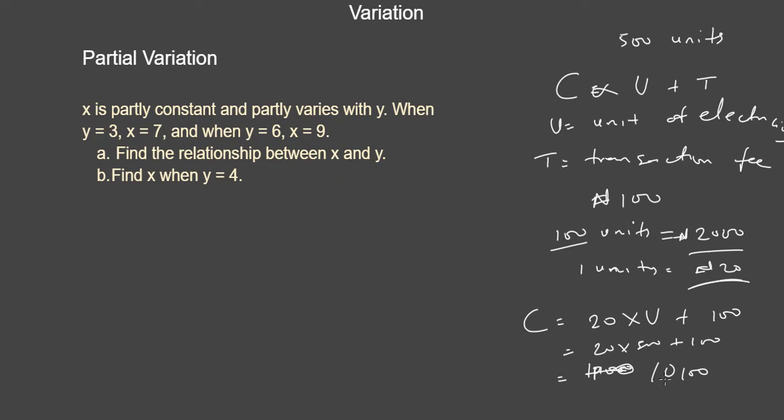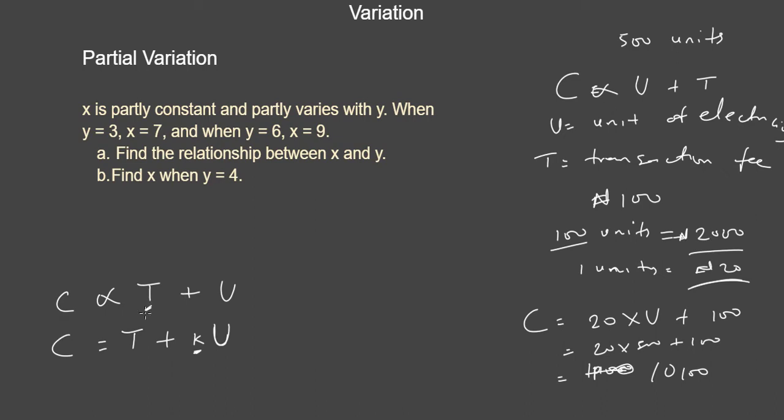So this kind of variation is known as partial variation. Partial in the sense that this cost that we're talking about partly varies with a constant T, which is a transaction fee, and partly varies with the unit of electricity. Now, to turn this into a formula that we can just plug and play, we remove this proportionality sign and add an equality sign. Then this constant remains plus another constant K times U. So this, our new constant, we multiply to the second variable.